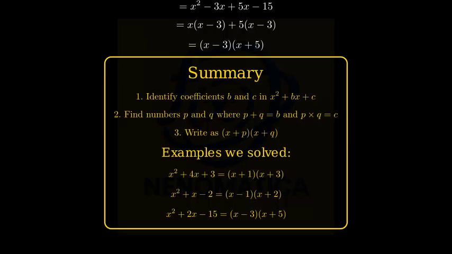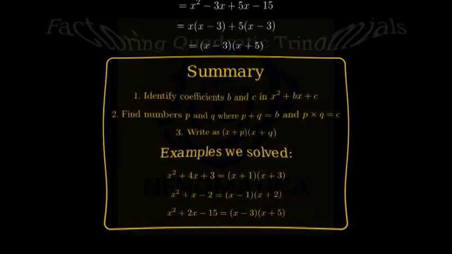We saw how this works with three examples: x squared plus 4x plus 3 equals (x plus 1) times (x plus 3); x squared plus x minus 2 equals (x minus 1) times (x plus 2); x squared plus 2x minus 15 equals (x minus 3) times (x plus 5). With practice, you'll be able to factor quadratic trinomials quickly and accurately.